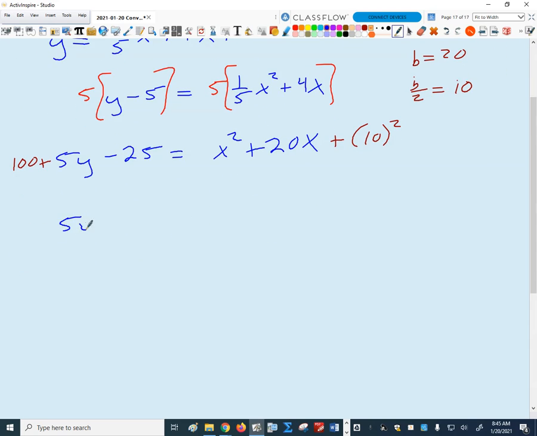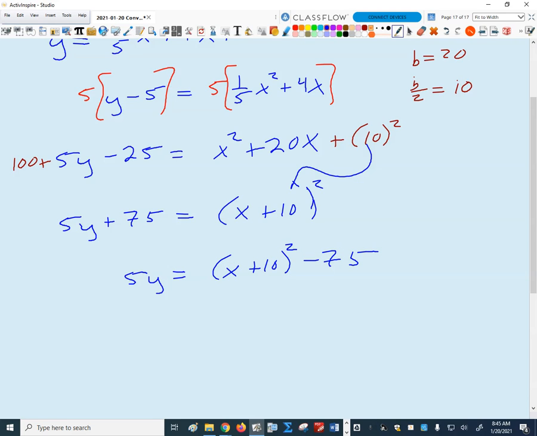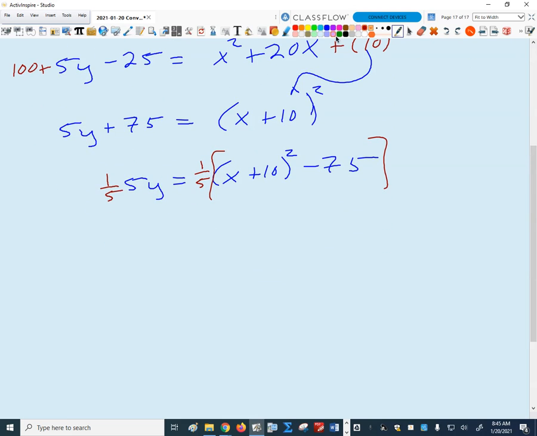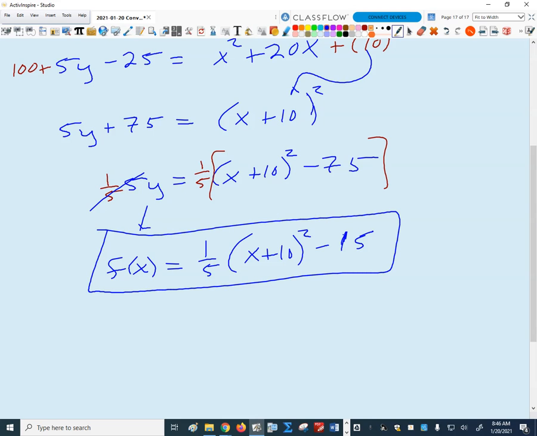And we end up with 5y plus 75 equals x plus 10 squared. Subtract the 75. Multiply each side by 1/5. And we end up with f of x equals 1/5, when I distribute, 1/5 times the quantity x plus 10 squared minus 15. 1/5 times 75 is the same as 75 divided by 5. So there's my answer. See if that works a little better.